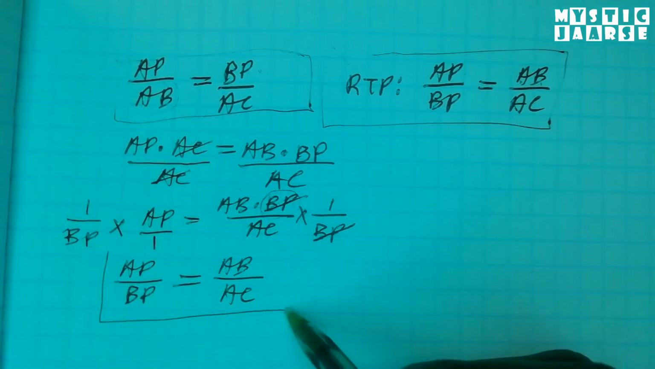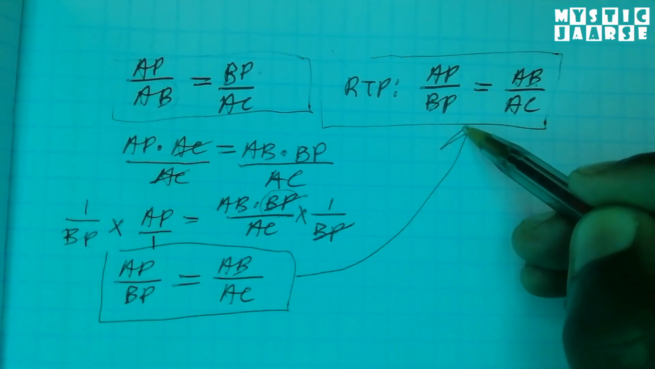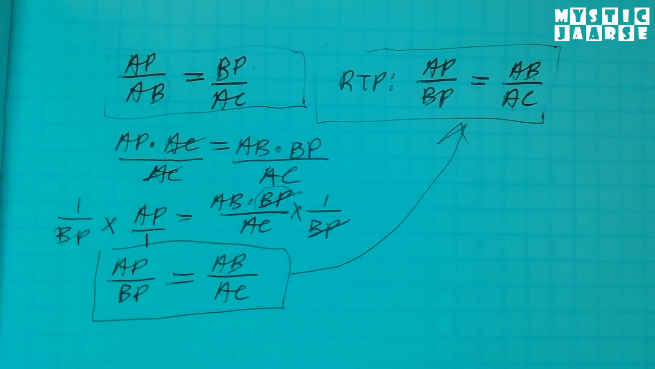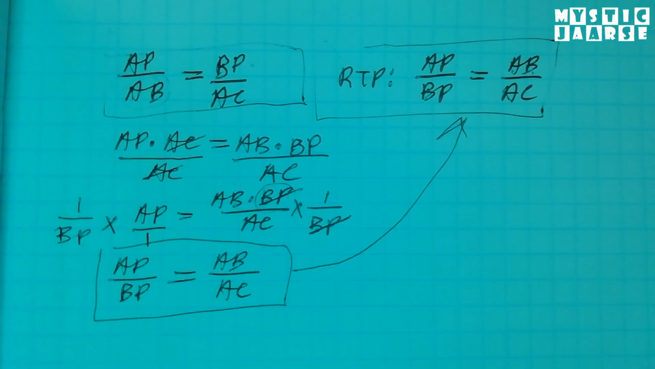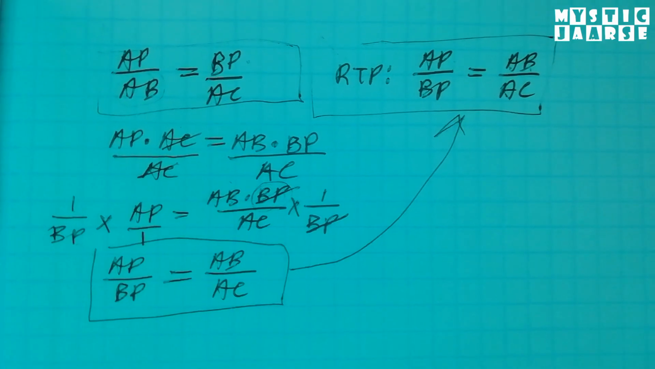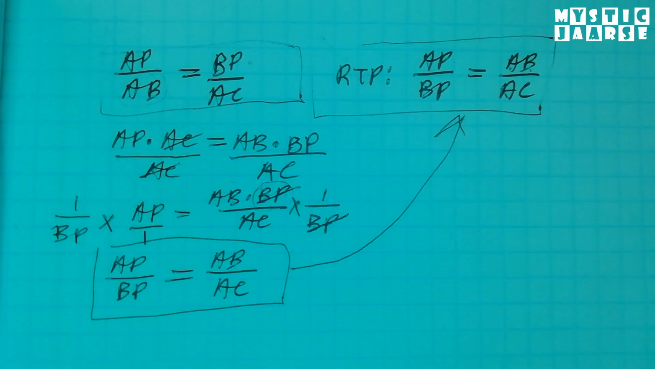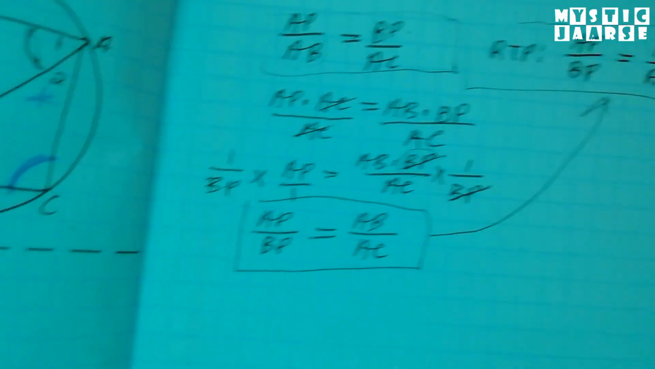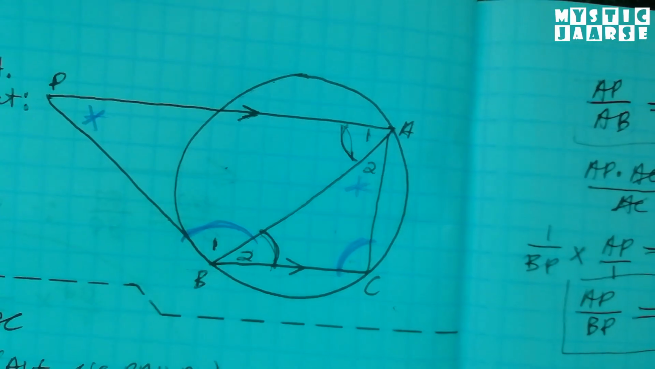Now this looks exactly as what they asked us to prove. So yeah, this is how you prove that two pairs of corresponding sides of two triangles that are similar are in the same proportion.